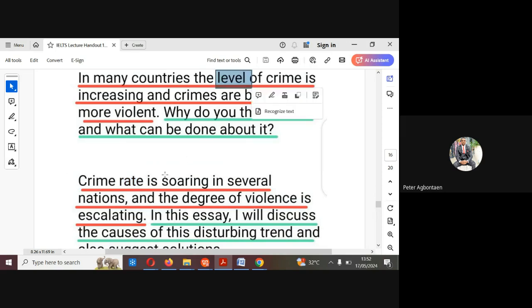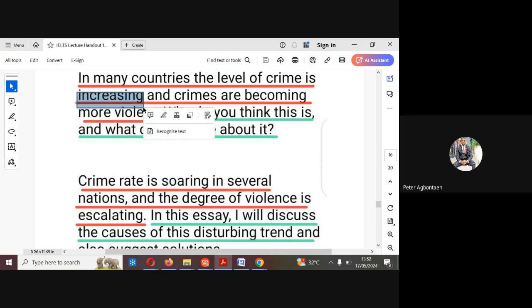And notice also that the word soaring is not in the original question. I brought in soaring here to replace what? Increasing. Okay, so you notice that the word soaring is not in the question. So I use soaring to replace increasing. Then the word violence.